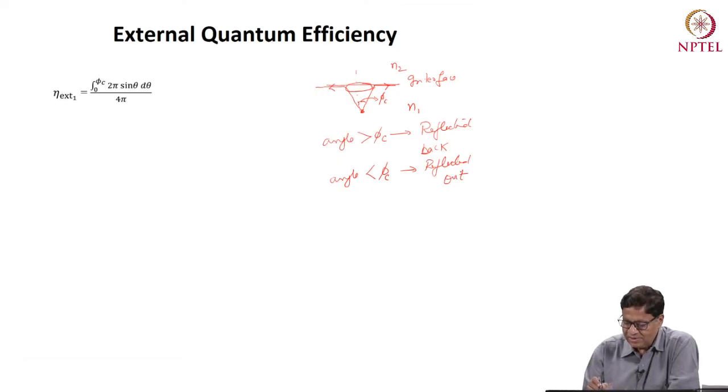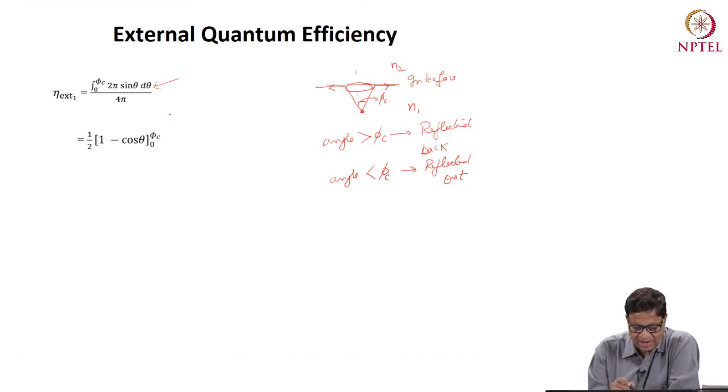So all the photons which are in this cone only will come out. The others will be reflected back and will be absorbed. Mathematically, this is a solid angle, and only if the photon is confined to this solid angle is it transmitted out. So this can be expressed with limits from 0 to phi c, and 4 pi is the total solid angle. So the external efficiency will be the integral from 0 to phi c of 2 pi sine theta d theta, divided by the total solid angle, which is 4 pi.